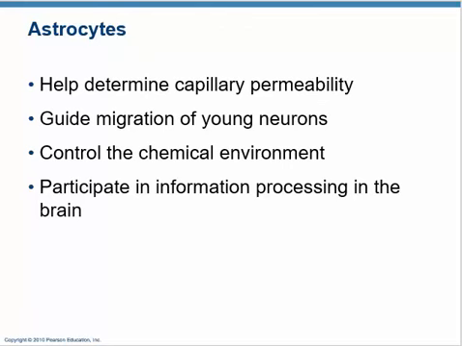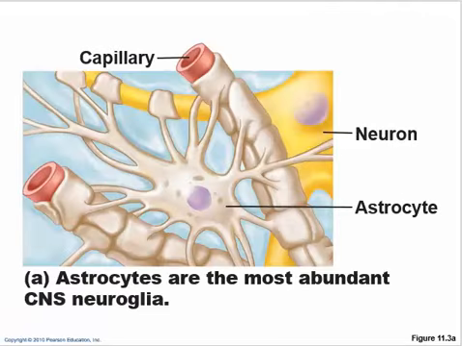So it looks like astrocytes take part in creating memories. They look like this. They're star-shaped things. And so they're holding on to the capillaries here and the neurons here, and they give structure to the central nervous system.